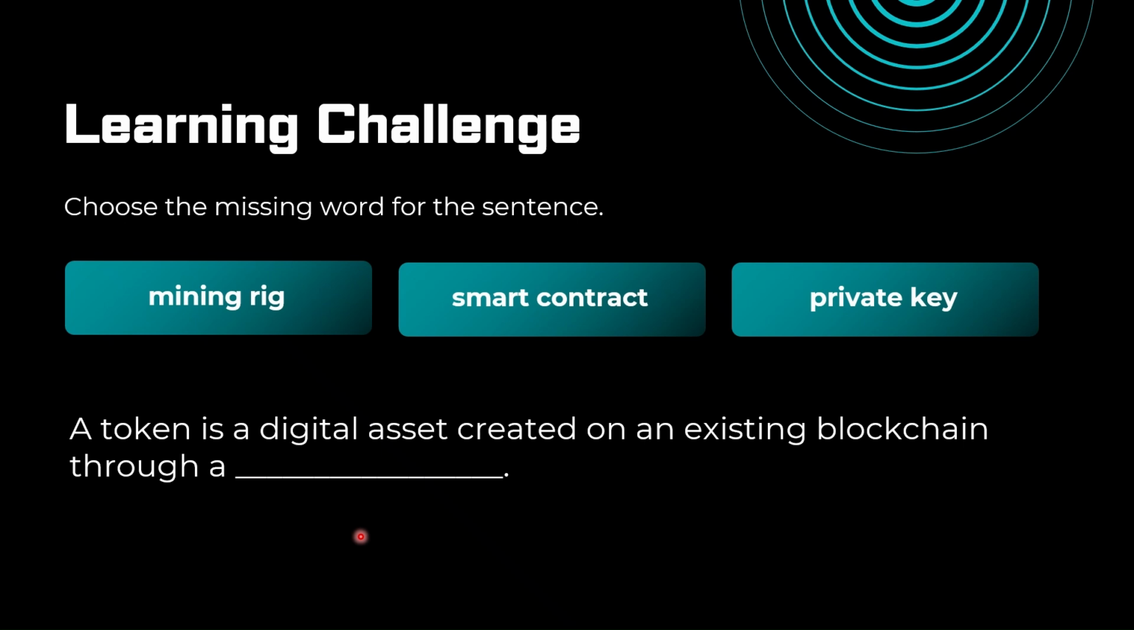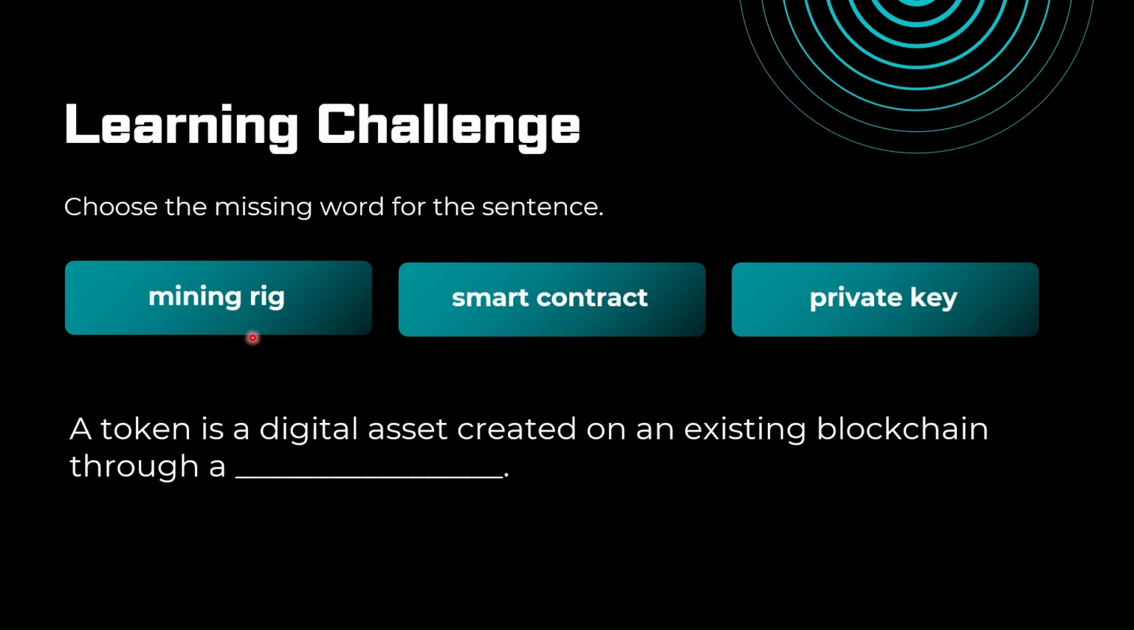We're going to have 3 questions. This is the first one. So go ahead and between each one, you can stop the video or go back and look at it as many times as you want. Learn by doing. Here we go. So we got 3 choices here. We got mining rig, smart contract, and private key. And it says, A token is a digital asset created on an existing blockchain through a... which one of these do we think it is?